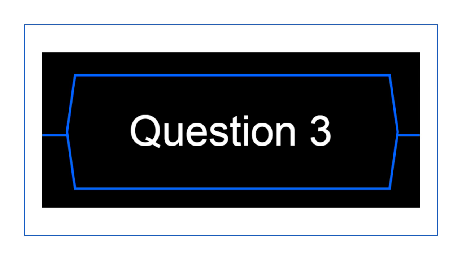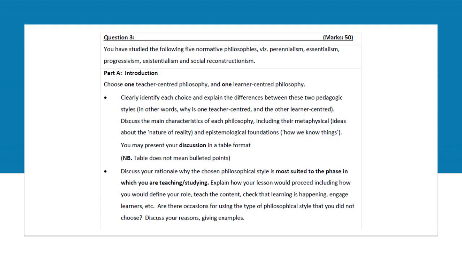Then we've got question 3. Question 3 consists of 2 parts. Part A, which is sort of a story that you're going to teach or write, and part B, which is going to be a lesson plan. So just so that you can understand what's cooking in the 2. So in part A, your introduction, choose one teacher-centered philosophy and one learner-centered philosophy.